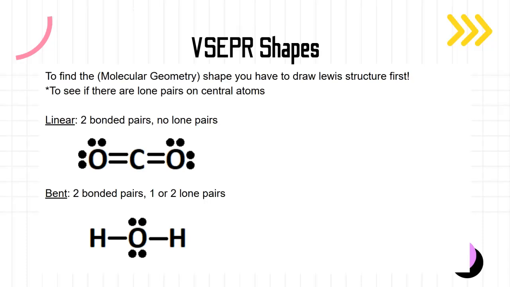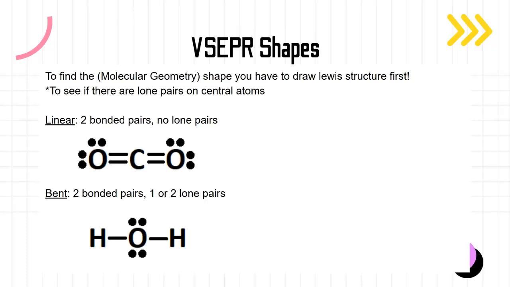There are 5 VSEPR shapes that you need to know for high school chemistry, and in order to figure out the molecular geometry, you have to draw the Lewis structure first. This is so you can see if there are lone pairs on the central atom, which determines the shape or the molecular geometry of your compound.